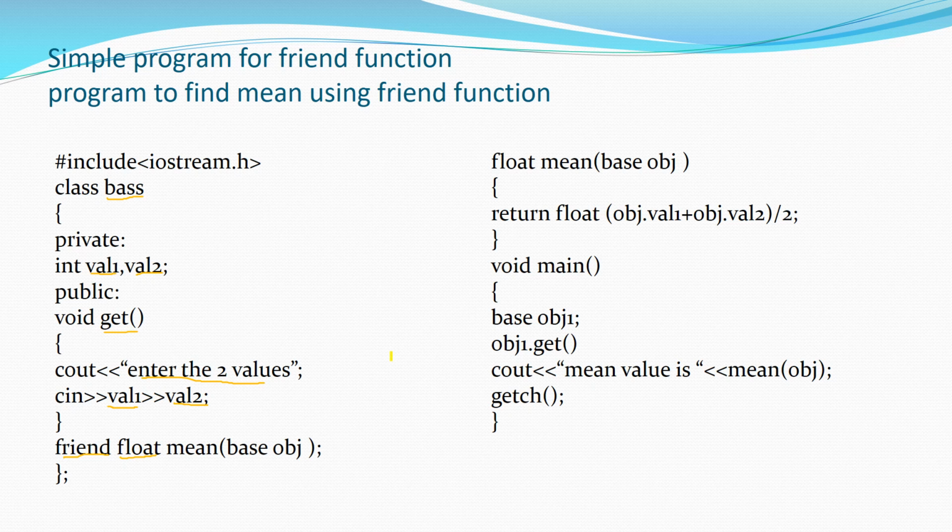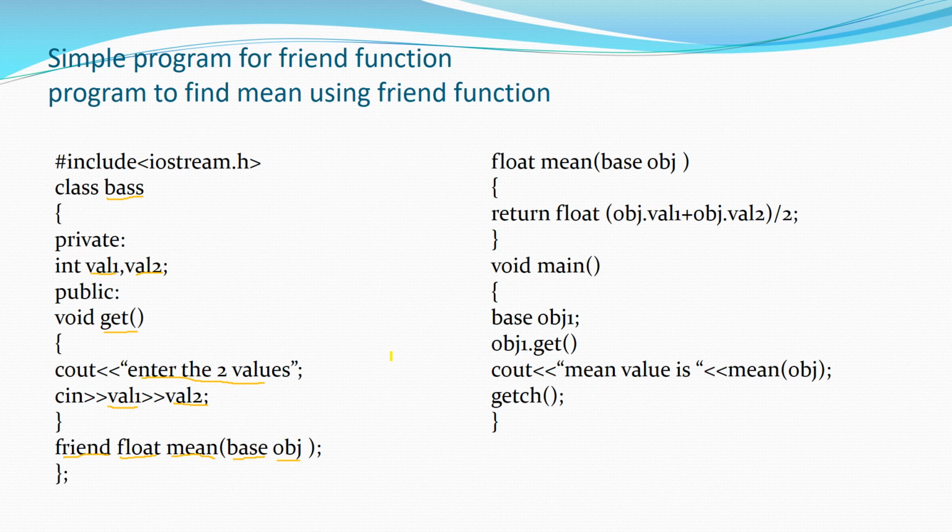And I have given a name for a friend function as mean. The name given, mean, is the name of a friend function. And I have passed the arguments or a parameter. How am I going to pass it? By using a class name called base. And I have created an object called object. This object will hold the value which is being passed to the friend function. This is how I'm going to create a prototype inside the class. Now we'll check how I'm going to access the private data members like value1 and value2.